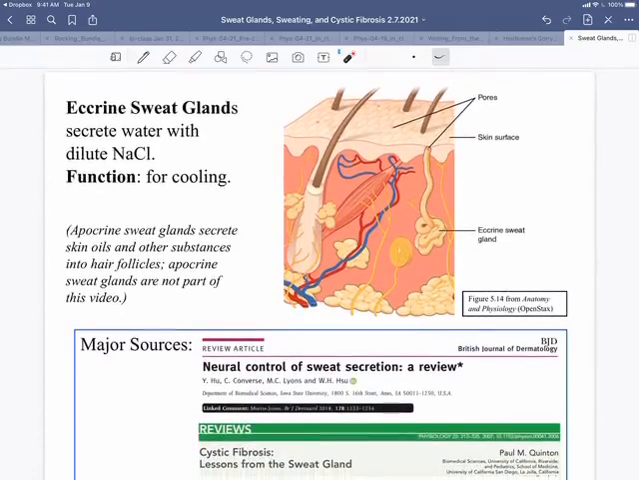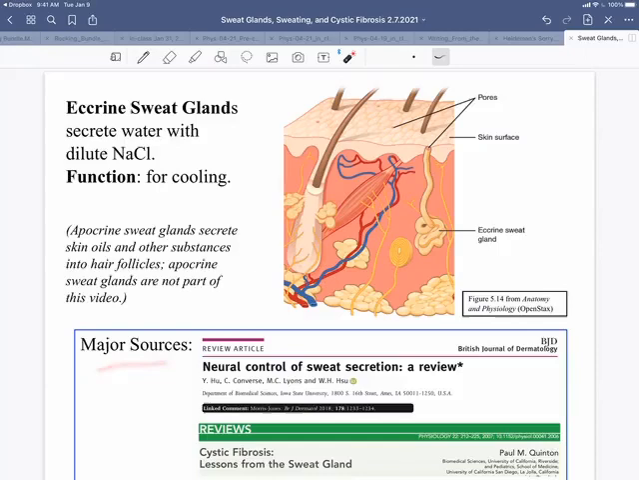We're talking about sweat secretion from eccrine sweat glands. They secrete water with dilute sodium and chloride. Their function is for cooling. We are not talking about apocrine sweat glands, which secrete skin oils and other substances into hair follicles.